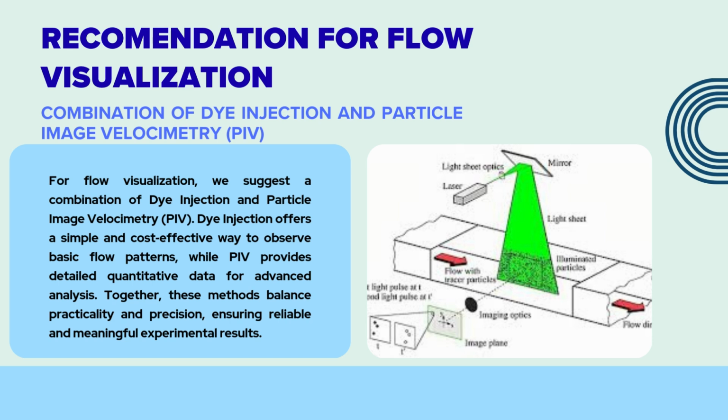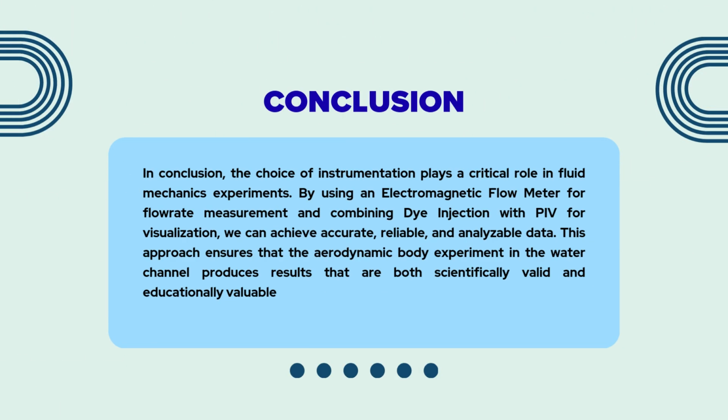In conclusion, the choice of instrumentation plays a critical role in fluid mechanics experiments. By using an electromagnetic flow meter for flow rate measurement and combining dye injection with PIV for visualization, we can achieve accurate, reliable, and analyzable data. This approach ensures that the aerodynamic body experiment in the water channel produces results that are both scientifically valid and educationally valuable.